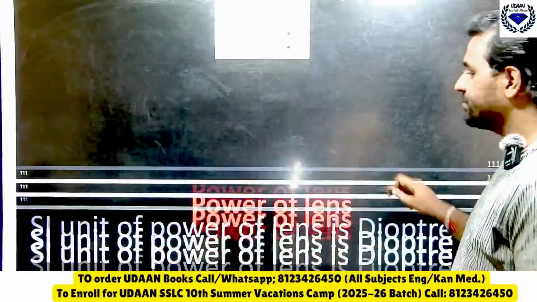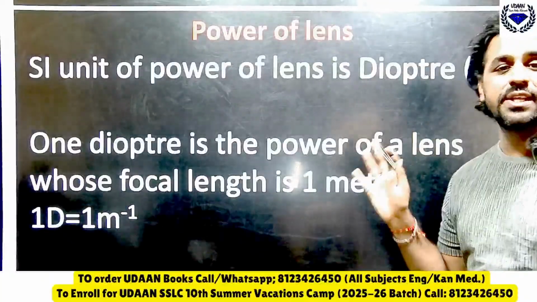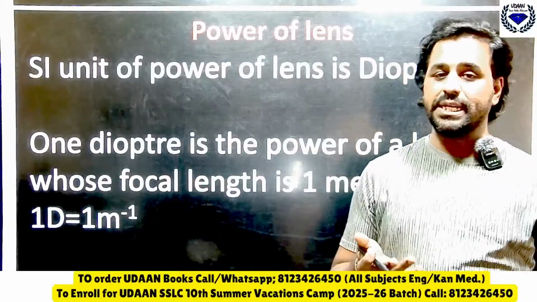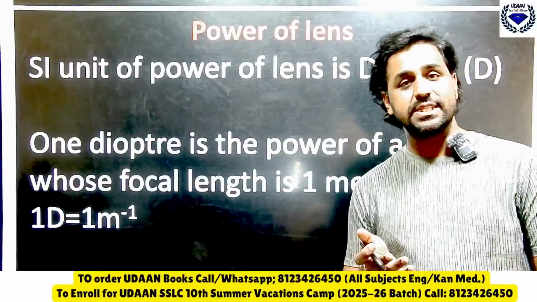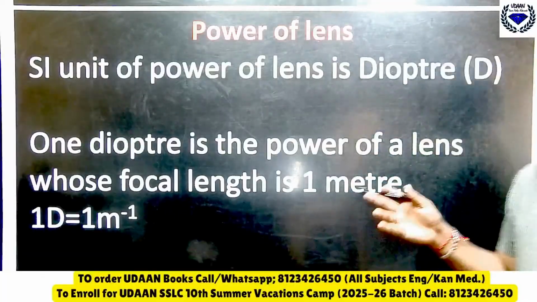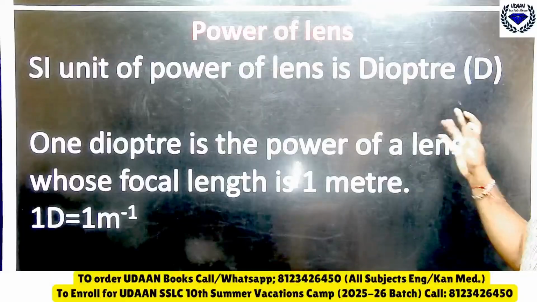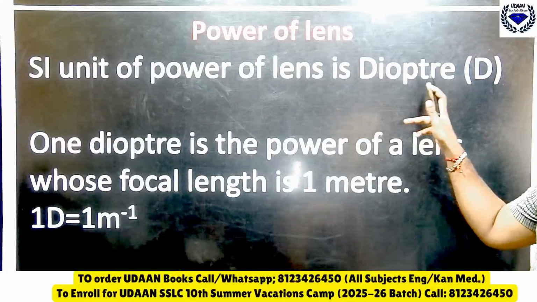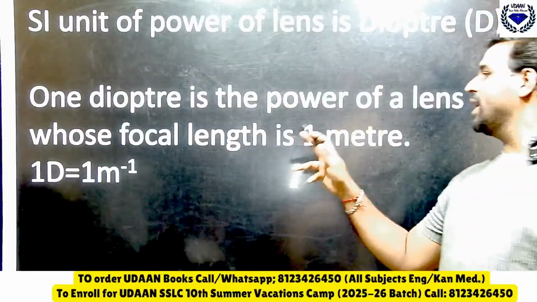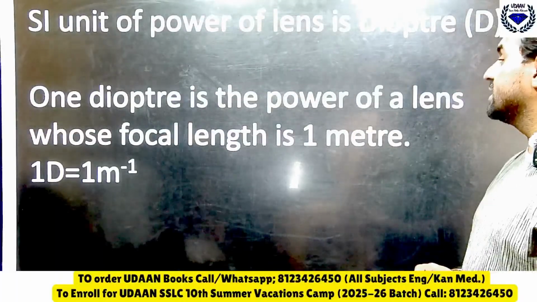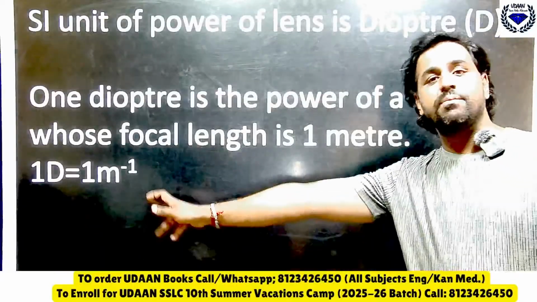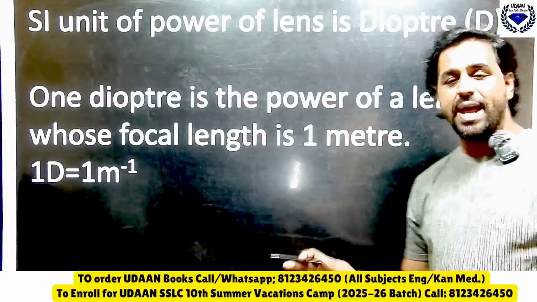Then see here, the SI unit of power of lens is diopter, denoted by capital D. Remember, what is the SI unit of power of lens? It is diopter. See the spelling, not dioptry, it is diopter: dio, then ter, diopter. So what is 1 diopter? 1 diopter is defined as the power of a lens whose focal length is 1 meter. Note here it must be 1 meter, it should not be centimeter, okay.